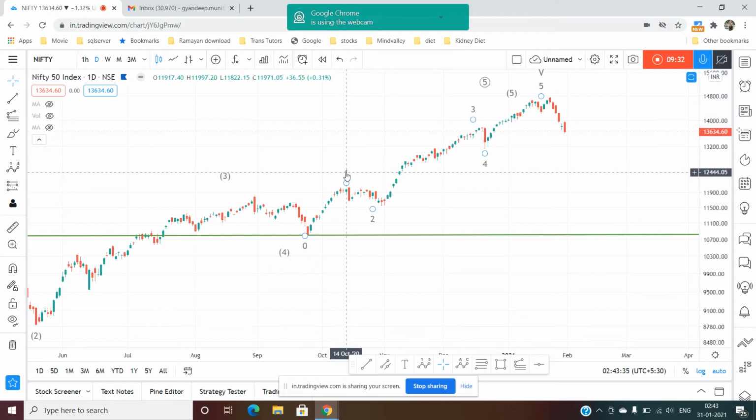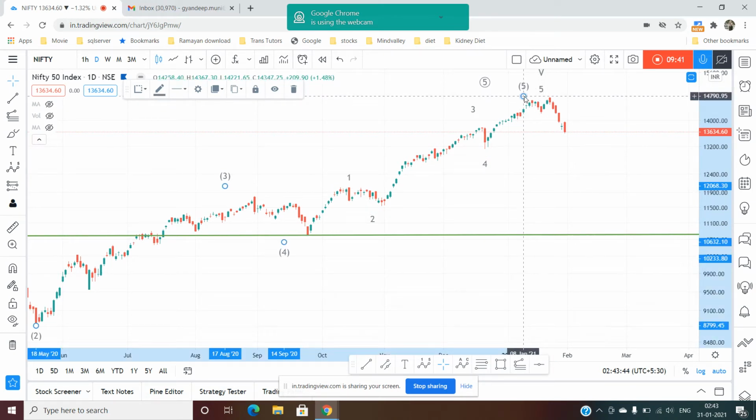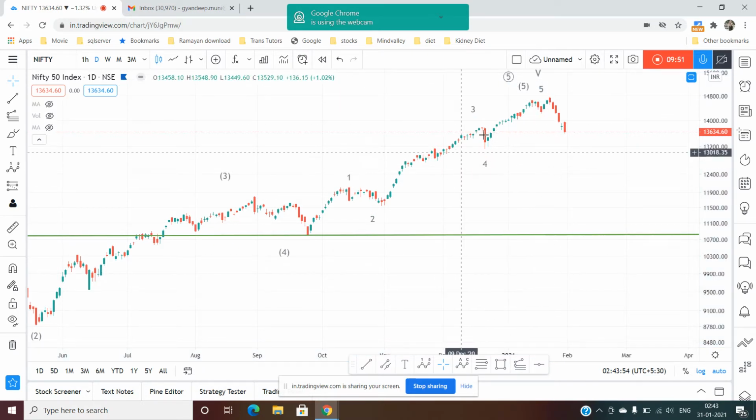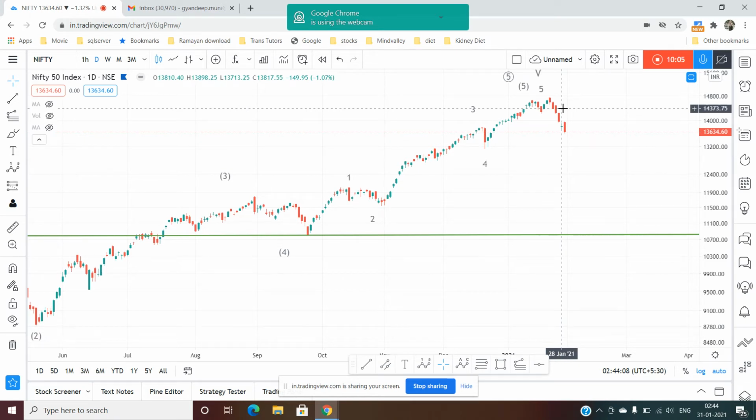So again, understand, we are showing that we are in the fifth wave right now, the intermediate fifth wave of the primary fifth wave of the cyclic fifth wave. So this says that we are in the last wave of this whole uptrend, and this could be the first way of saying that there can be a downtrend in the future.